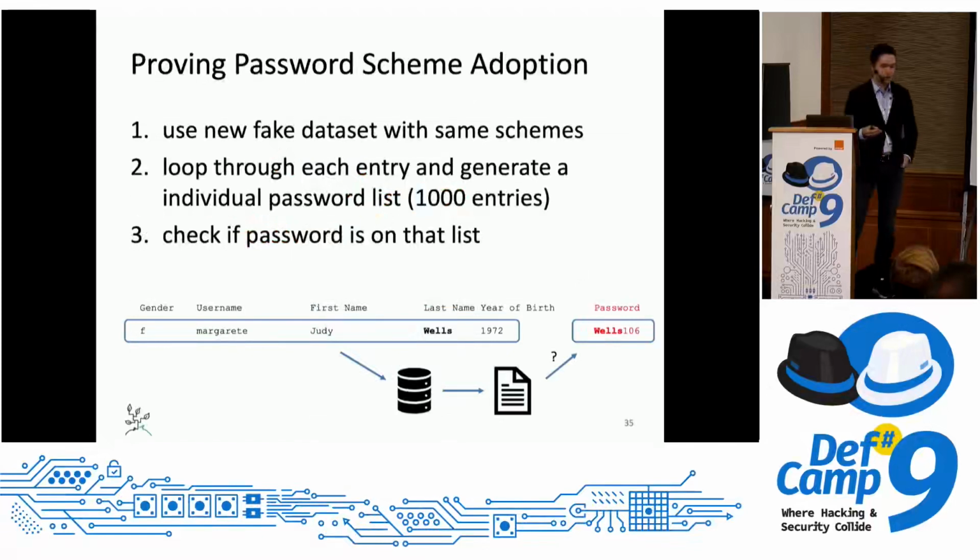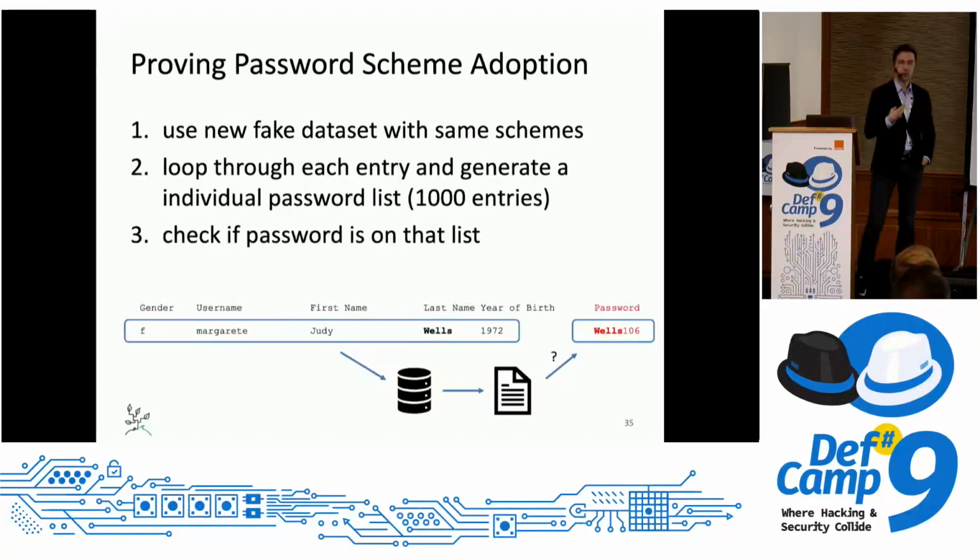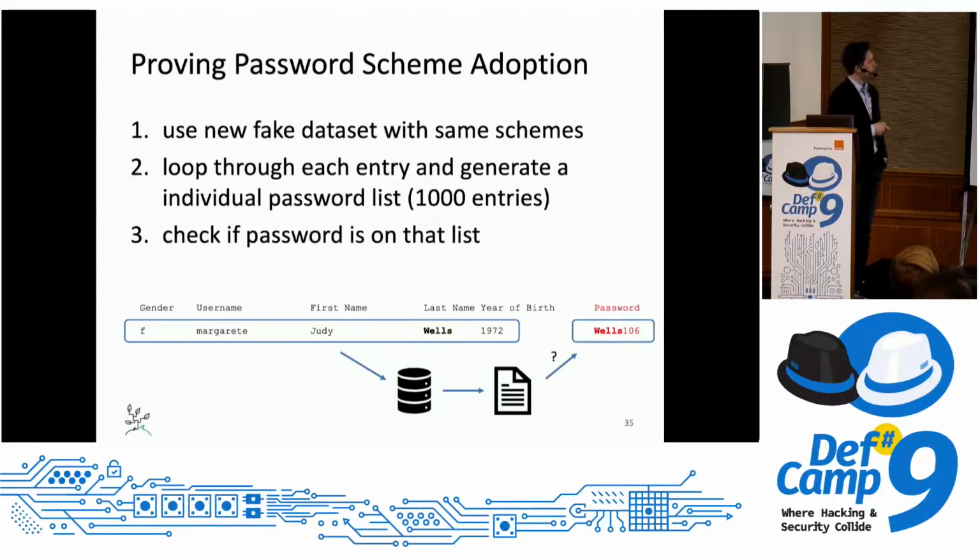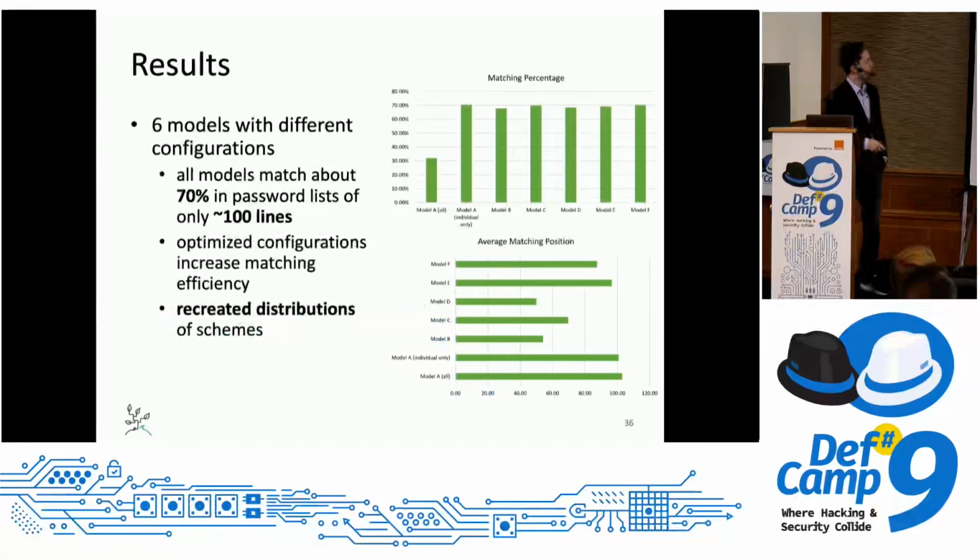So now I'd like to prove the scheme adoption. How is that possible? I created a new data set that the machine has not seen before, and I basically separated it. So I created a data set with personal information and a password, and that's multiple times. And I separated that, and then I looped through these entries and generated a 1,000 line password list. 1,000 line password list is nothing. So usually you use like millions of lines for a password list. And then I just fed this personal information to the model, generated a password list, and checked if the password was on that list. And these are the results.